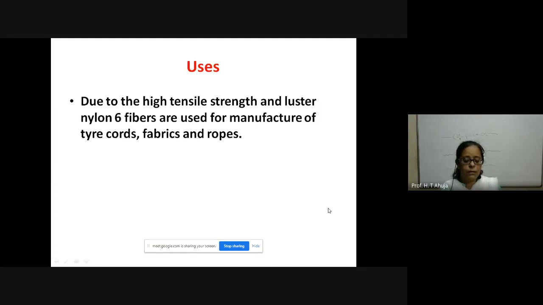Now the next topic is uses of this. Due to the high tensile strength and luster, nylon 6 fibers are used for the manufacture of tire cords, fabrics, and ropes.